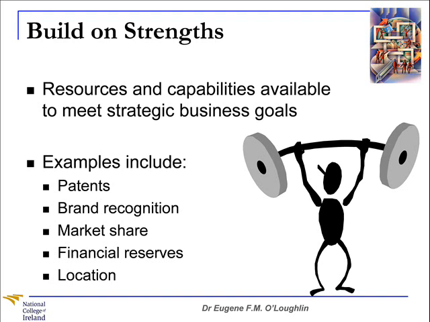So first, let's take a look at strengths. We want to build on our strengths, and our strengths are the resources and capabilities available to meet our organizational strategic business goals. In other words, what is your organization good at? You could have examples such as patents, brand recognition, market share, financial reserves, and of course the location of your organization. So these could all be strengths, and you look to build upon these.